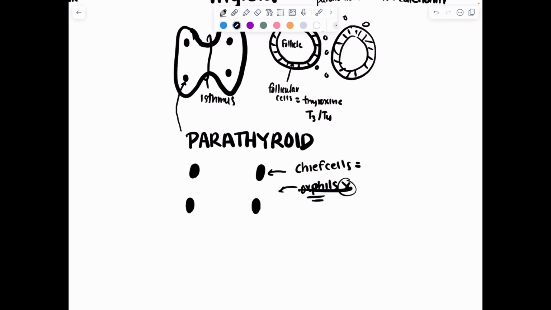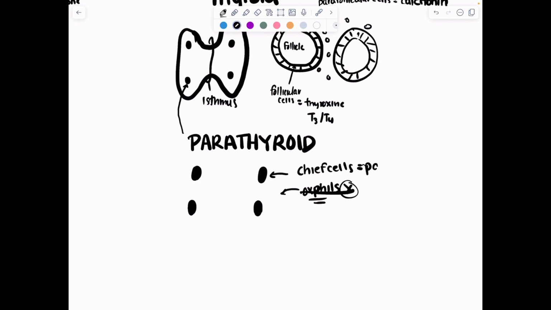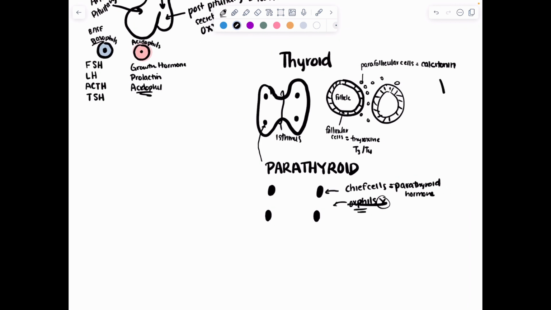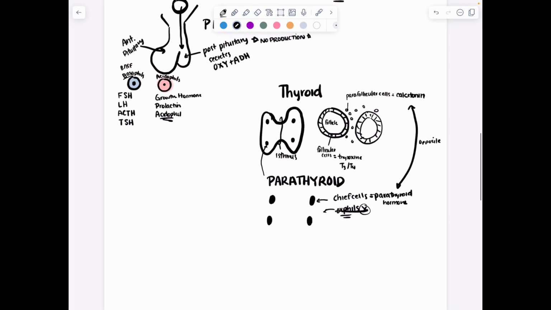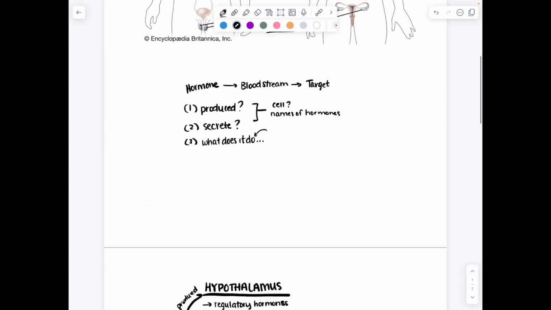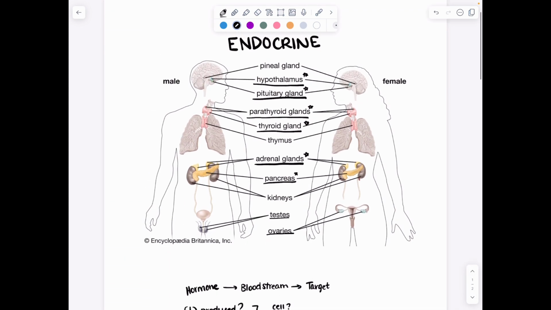The chief cell, though, is going to create parathyroid hormone. Very original hormone. It's just named by the gland. Parathyroid hormone is going to do the opposite of what calcitonin does. Opposites attract. We'll talk more about that in lab. So that's parathyroid. So we talk about thyroid, parathyroid, pituitary, hypothalamus. From there, we're going to go to the adrenal glands.